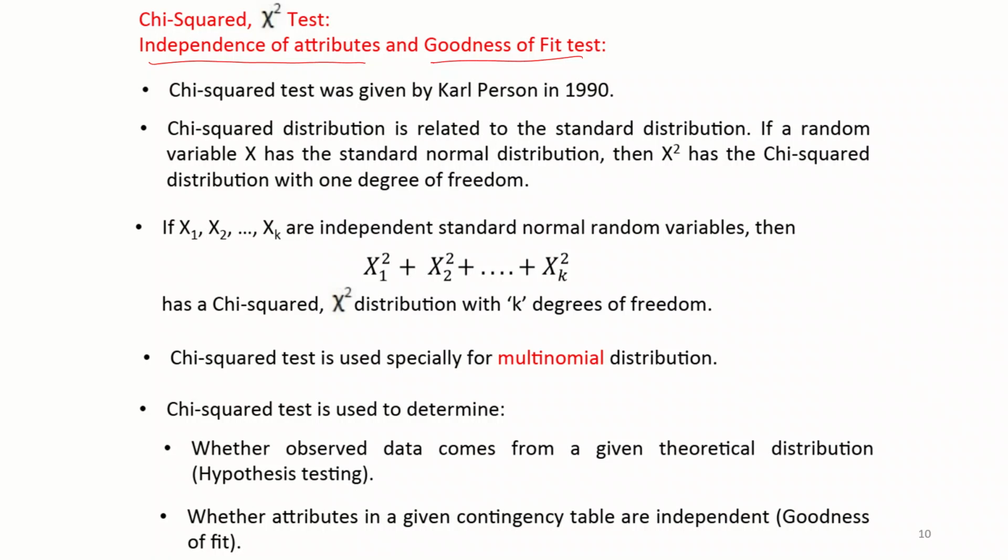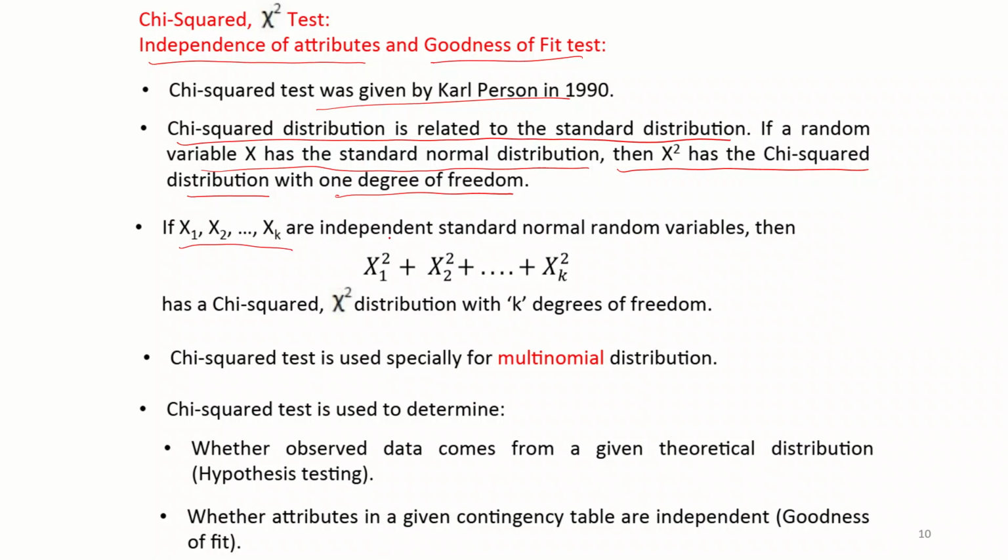So yeah, this was given by Karl Pearson in 1900. And it is related to the standard normal distribution. If a random variable X has a standard normal distribution, then X squared has a chi-square distribution with 1 degree of freedom. So degrees of freedom also play a role here, like in the t-test.